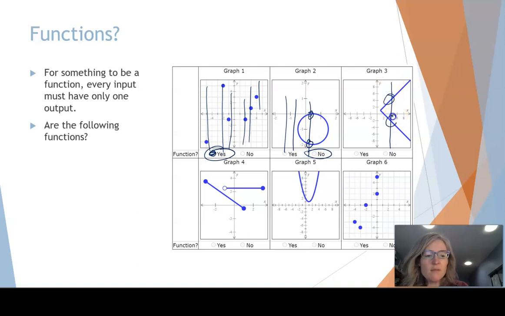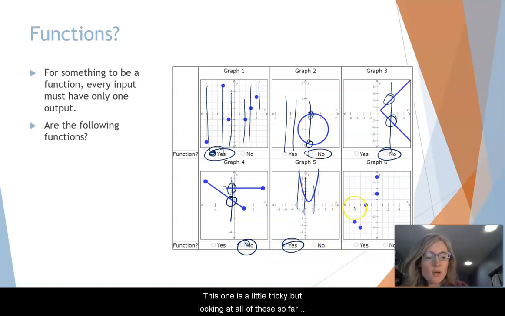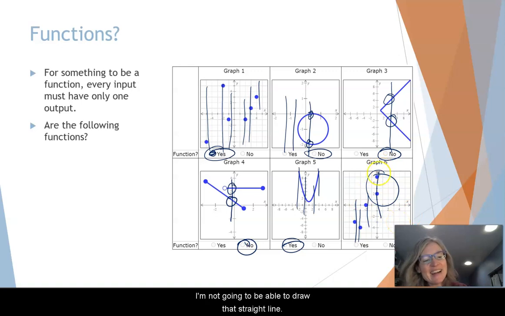This one, not a function. This one, not a function. This one is a function. This one is a little tricky, but looking at all of these, so far, so good. And then right there, we're hitting, if I can draw a line. Nope, I'm not going to be able to draw that straight line. It hits more than one point at once. This is not a function. Hopefully, this helps you judge what is a function and what is not.